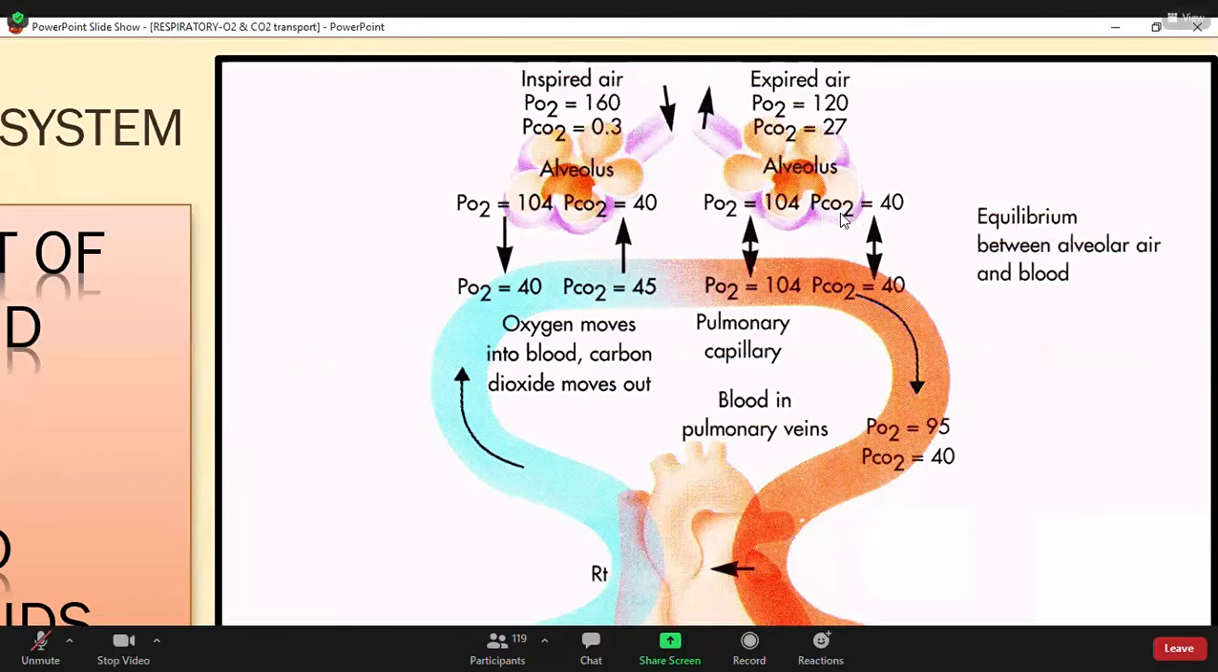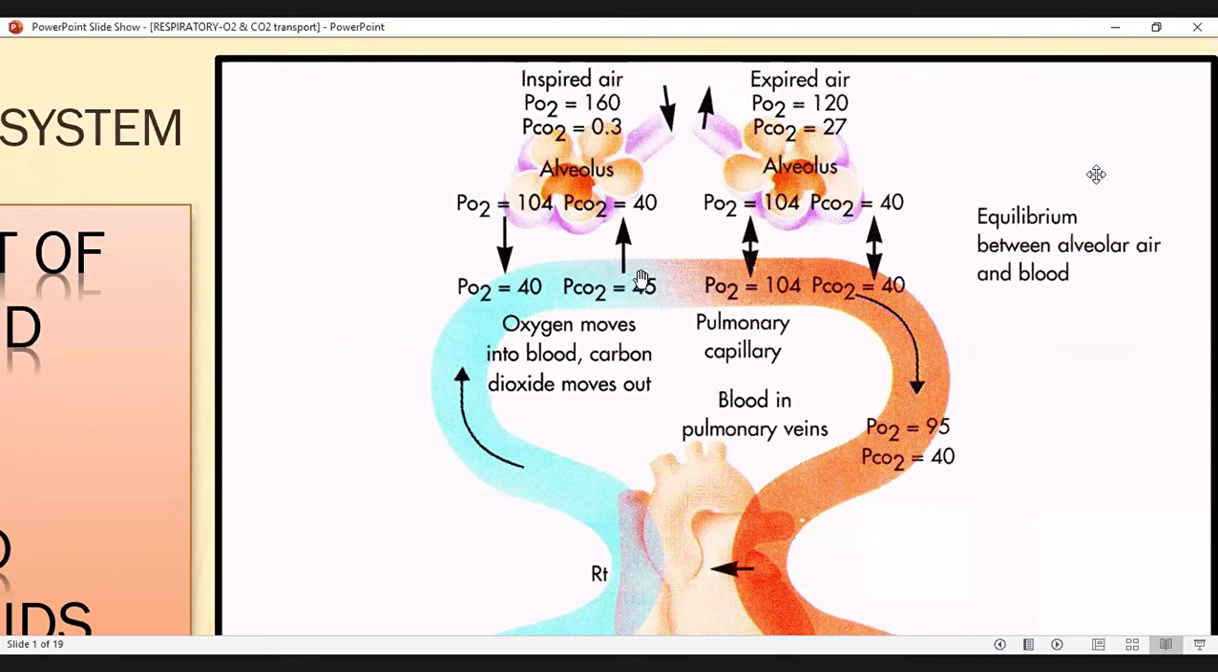Okay, 45. So when it finds its way into the alveolar area, now this will become only 40. Okay. Now, in the pulmonary vein, capillary vein, the alveolus carries plenty of oxygen. And so, naturally, since by law of diffusion, your oxygen is higher, so it will go into the vein.